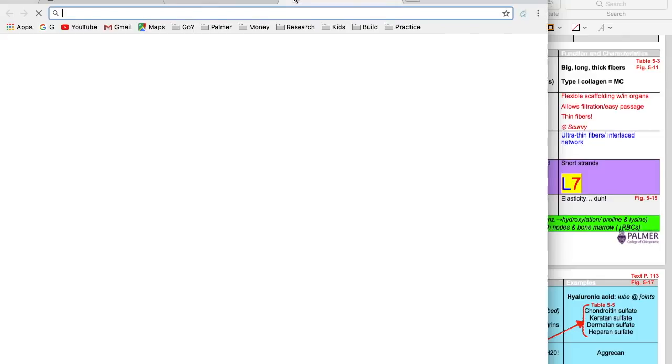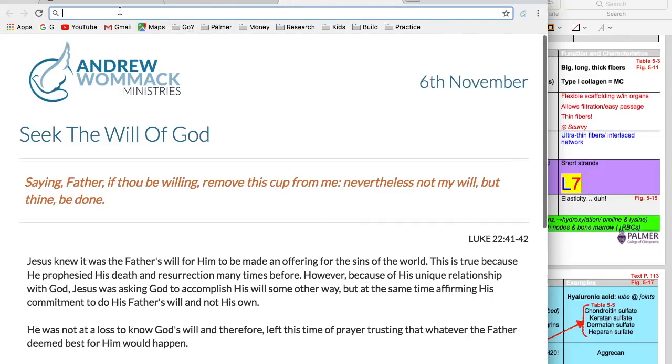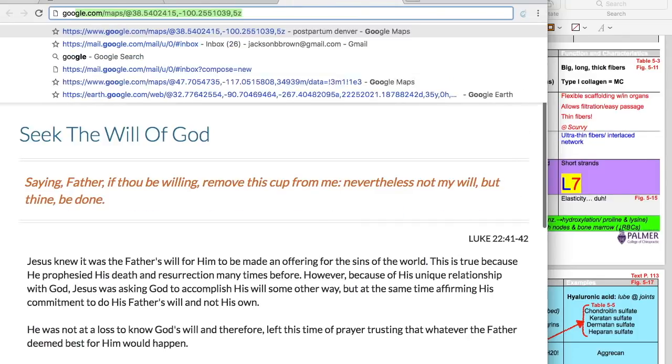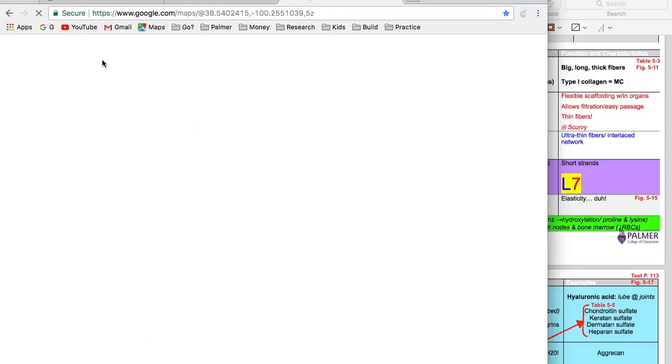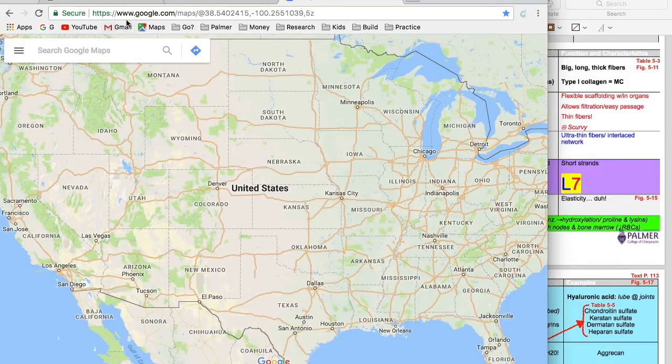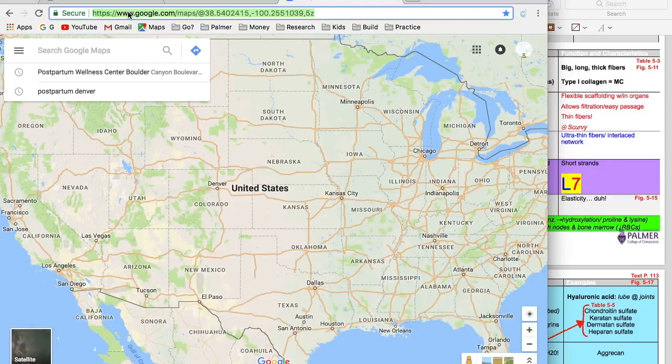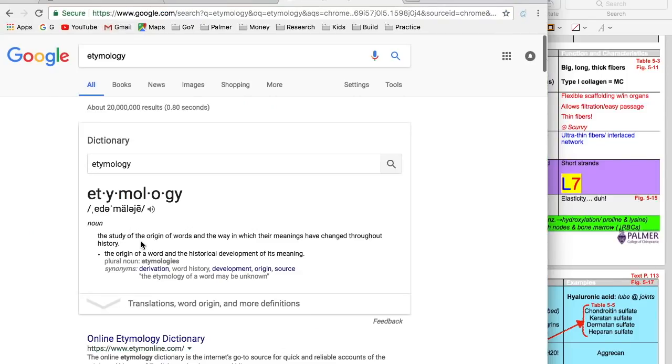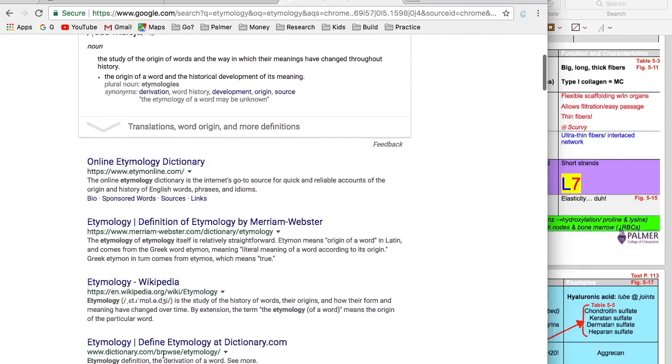Okay, if I do this, we go to google.com, type in, that's Google Maps. Okay, I'm just going to do it in the bar here. Etymology. The study of the origin of words. Okay, so if you type in any word plus this one, you'll get these different online etymology dictionaries. Super handy, especially if you don't have a great background in medical terminology.